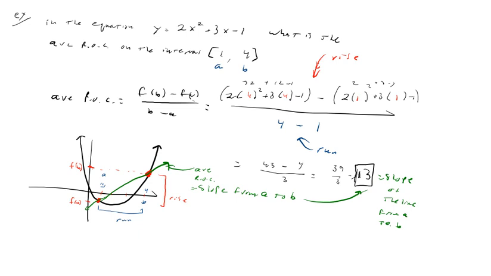All right? Questions about this? Pretty straightforward. Nothing too crazy, right? Finding a bunch of slopes, plugging in some values. And that is the average rate of change. All right.